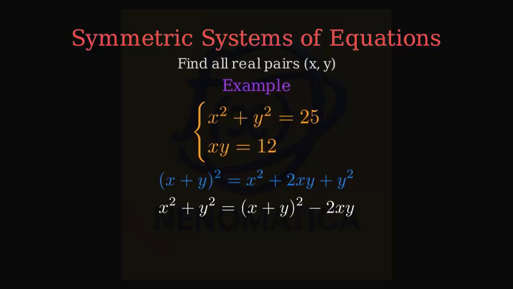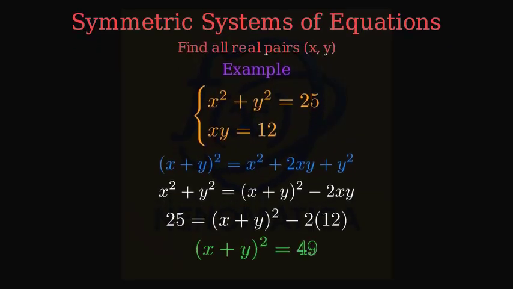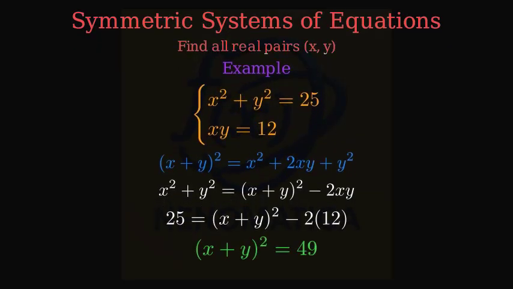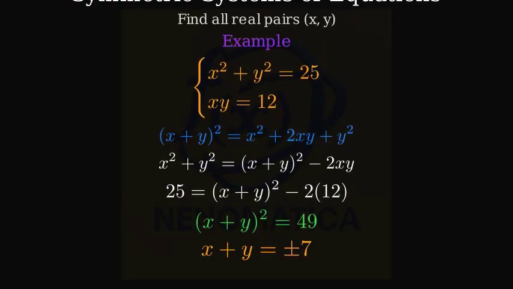Step 2. Substitute the given values. 25 equals the quantity x plus y squared minus 2 times 12. This simplifies to the quantity x plus y squared equals 49. Step 3. Take the square root. So the sum s equals x plus y is plus or minus 7.